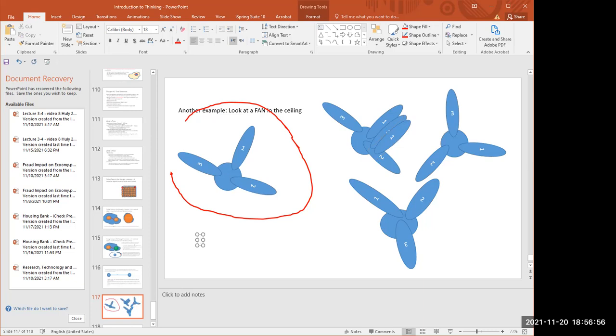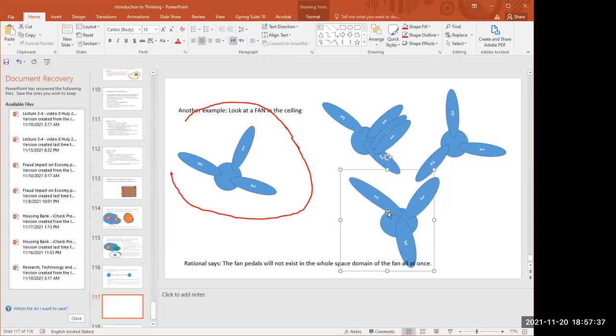Now, our rationale says the fan pedals will not exist in the whole space domain of the fan all at once. It's impossible. It will not do it. And otherwise, the issue of fan moving and generating air for us will not be possible.